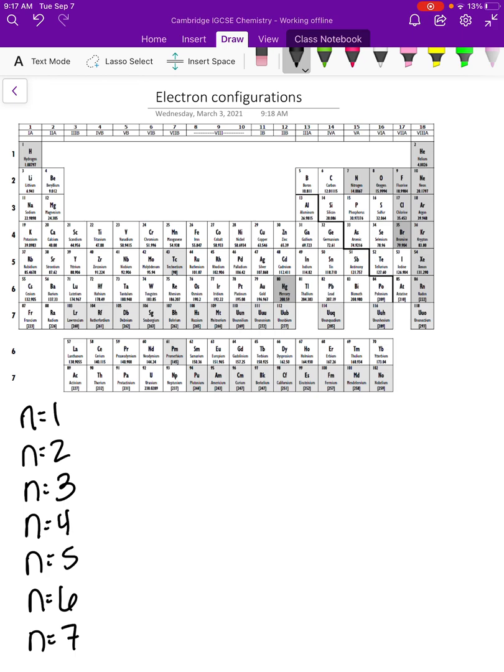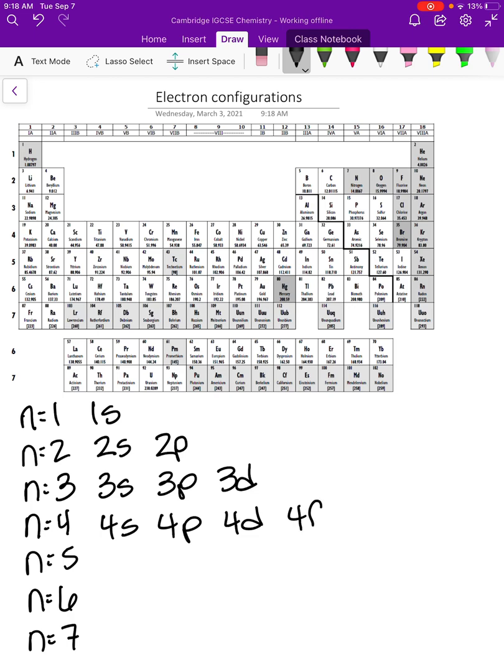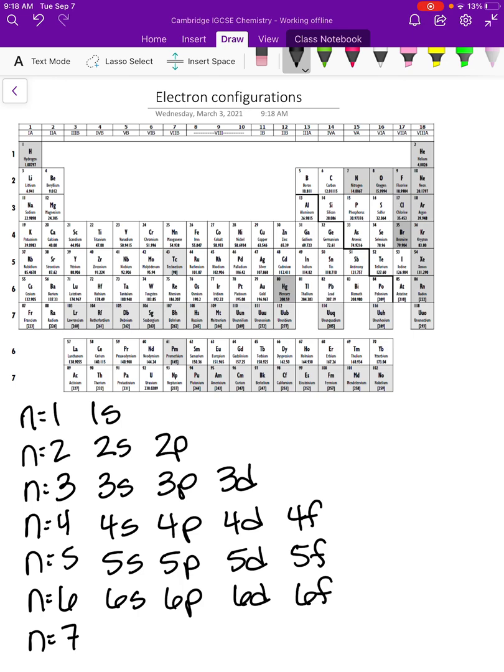particular energy level. So n equals 1 has what we call 1s, n equals 2 has a 2s and a 2p, n equals 3 has 3s, 3p, 3d, 4 has 4s, 4p, 4d, 4f, 5 has 5s, 5p, 5d, 5f, 6 has 6s, 6p, 6d, 6f, 7 has 7s, 7p, 7d, and 7f, and that's the highest we're going to go for this particular class.